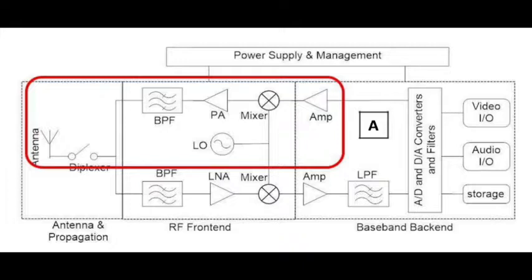And at the end, the operation of the antenna is controlled by the switch duplexer, as you can see on this diagram, and this duplexer selects whether the signal is going to be transmitted or received.